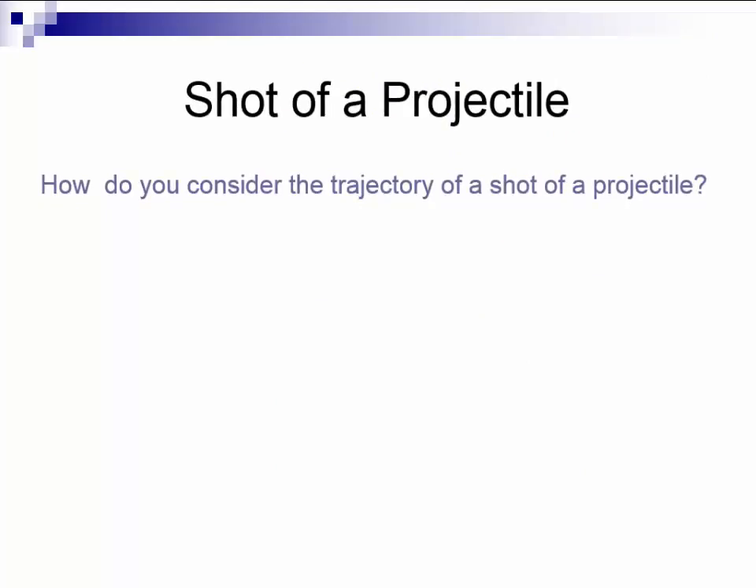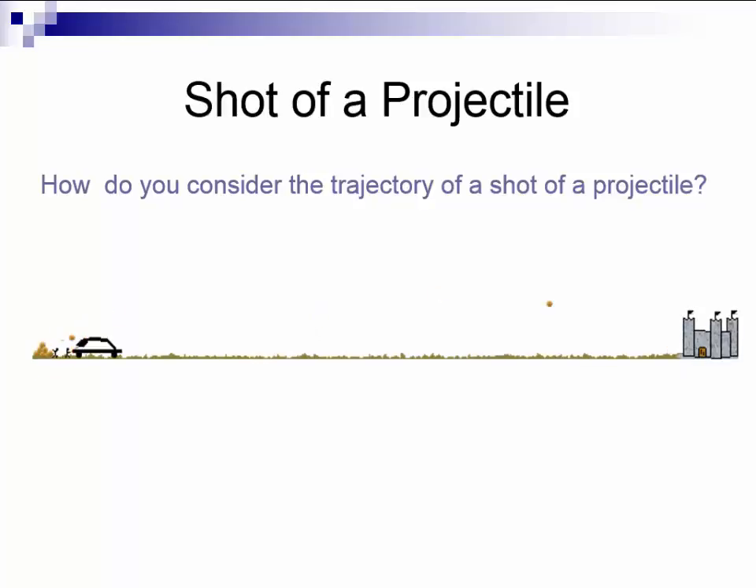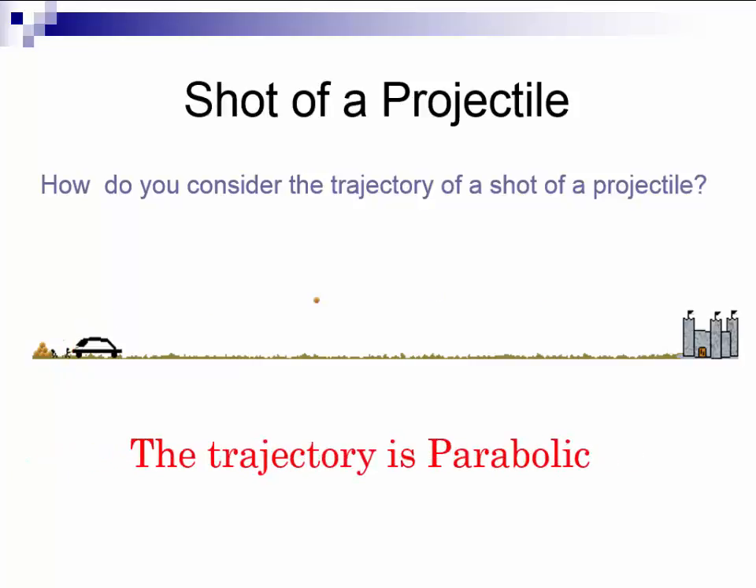How is the shot of a projectile? How do you consider the trajectory of a shot of a projectile? As you can see, the trajectory is parabolic.